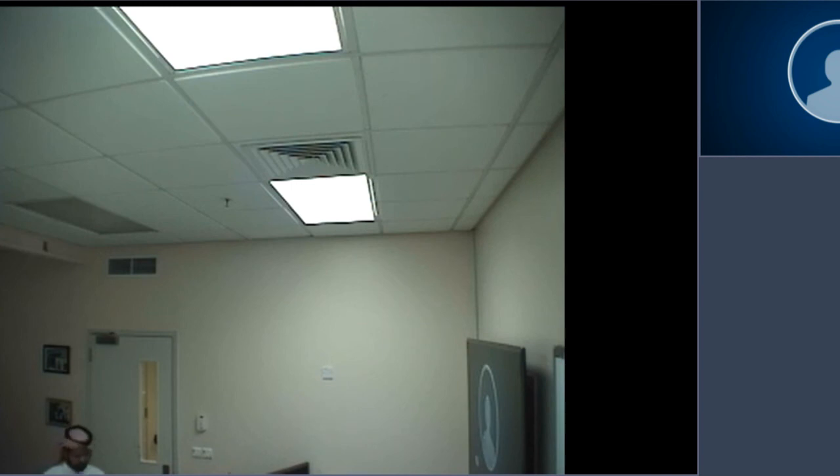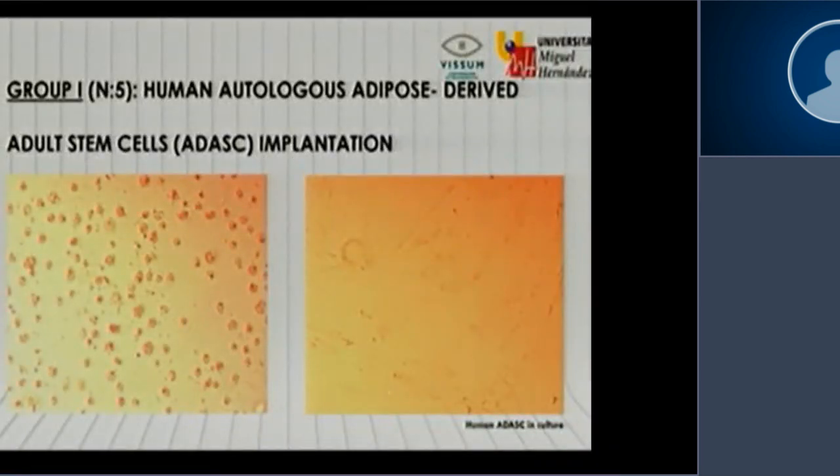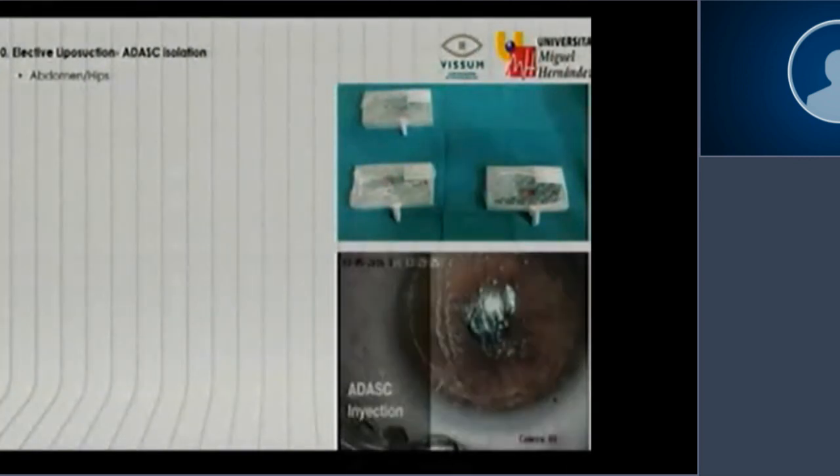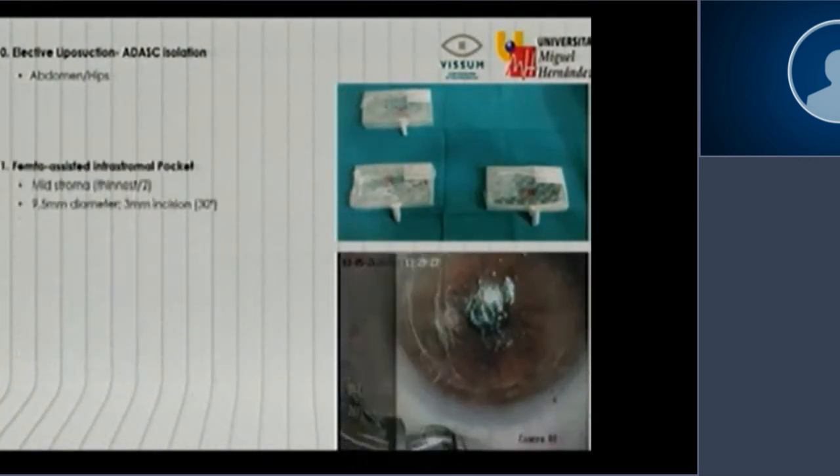And then we used the stem cells from the patients themselves. These stem cells came from liposuction. Taken from liposuction, we identified the stem cells, we expanded the stem cells, and about 3 to 5 days after the extraction, the stem cells were used for the purpose of corneal regeneration. These are the cultures of the stem cells that are autologous stem cells of mesenchymal origin. That means they are multipotential stem cells, mesenchymal stem cells. This was the issue, and this is the way in which we use the cells.